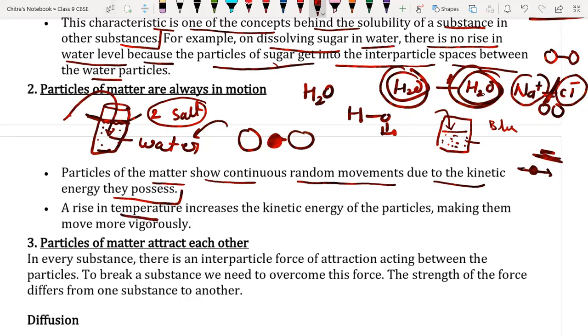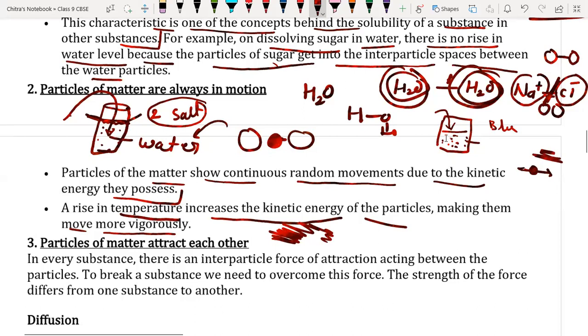A rise in temperature increases the kinetic energy, because particles of matter absorb energy, and due to the increase in energy they perform more rapid motion, making them move more vigorously, meaning more randomly, very fast, like this. That's why when you heat a liquid, it changes to gas and the particles move more vigorously.